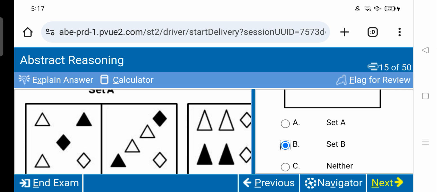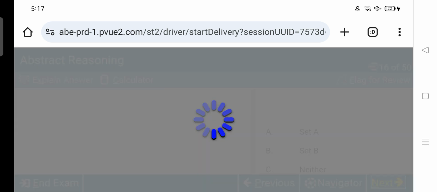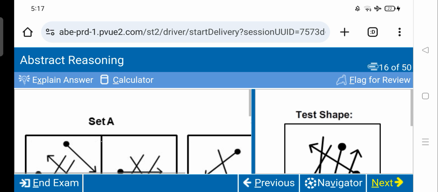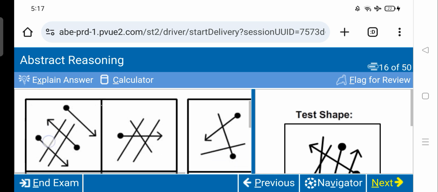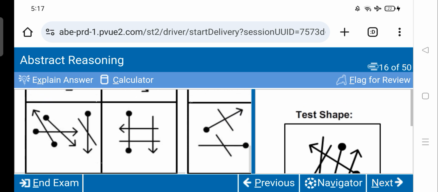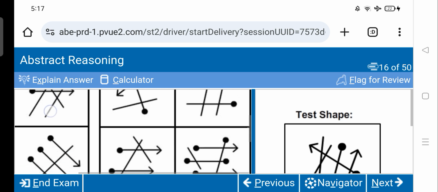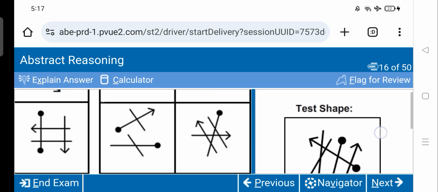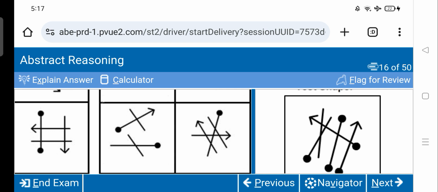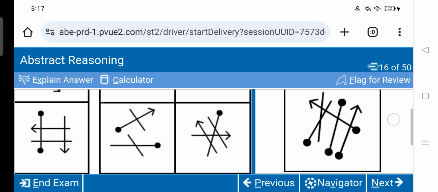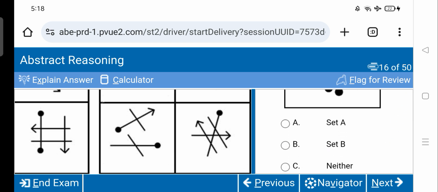Next question we have, okay, now in this question we have a different set of shapes. Here you can take a look at these ones. For set A we have arrows in some intersecting forms, in some tangent forms, and then we have set B, where shapes are arranged in this form. Then we have a test shape, which is given to us like this. Here we have option A as set A, option B as set B, and option C as neither.